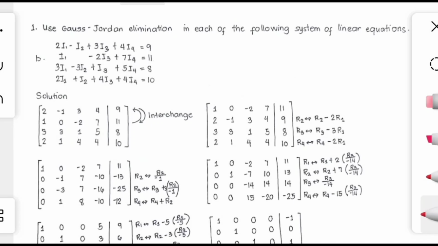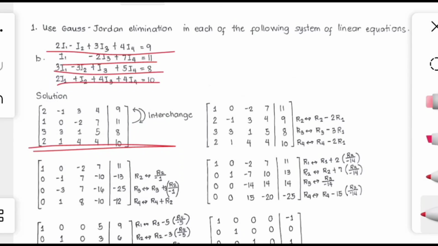So using Gauss-Jordan elimination, we can now create this matrix. We can just write the coefficients of the system of linear equations. As you can see here, the first row we have 2, -1, 3, 4, and 9. It came from this equation. And for the next one, we have 1, 0, -2, 7, 11 for this equation. And we have 3, 3, 1, 5, 8 for this equation. And another one is 2, 1, 4, 4, 10 for this equation.